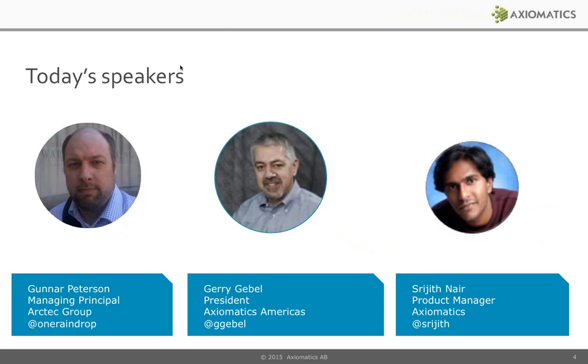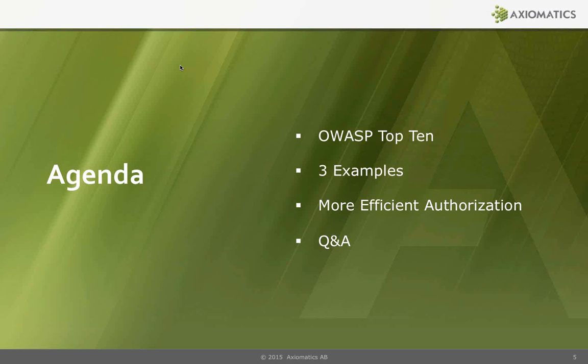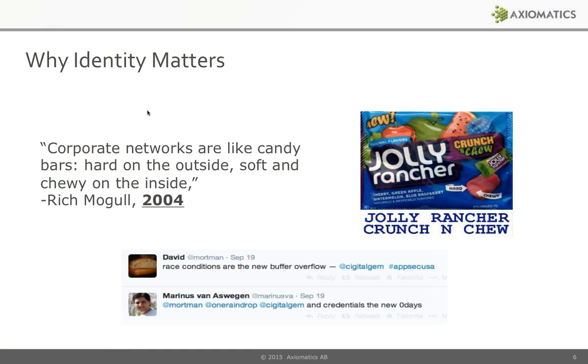Okay, so what's our agenda today? Well, we're going to talk about the OWASP Top 10, what that is all about, go through a few of those examples, both in PowerPoint format as well as some live demos, and talk about how we can address some of the security issues in the OWASP Top 10 with more efficient authorization. And of course, as I mentioned earlier, some time at the end for questions from the audience. And at this stage, Gunnar, I'm going to turn it over to you to give us the introductory run-through and let you take it from here.